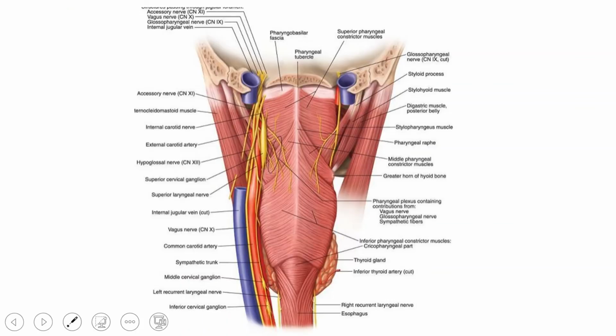This is the picture of the pharyngeal wall from its posterior view, where we can make out the median pharyngeal raphe, as I have already told, extending from the pharyngeal tubercle to the pharyngoesophageal junction, and all the constrictors take their insertion onto this median fibrous raphe.